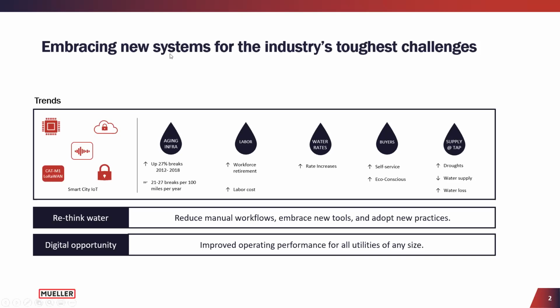Now, the reason why it's imperative from an overall standpoint for any utility is for several reasons. You have aging infrastructure that is out there. There is a metric that came out: up to 27% of infrastructure saw breaks between the years 2012 and 2018. And that's not Mueller branded equipment. We're talking about across the entire industry, 21 to 27 breaks of infrastructure equipment per 100 miles per year. That's significant. And these tools help us to be on top of these breaks before they become even a problem.